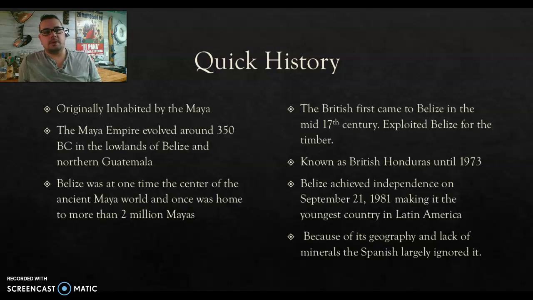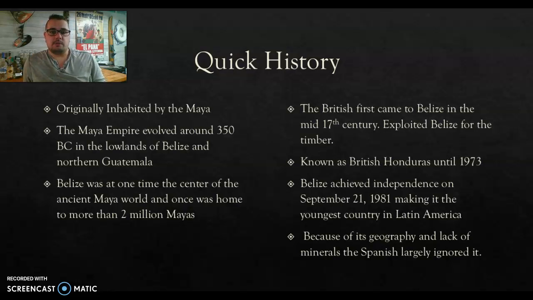Quick history about Belize. It was originally inhabited by the Maya. At one point in time, there were about 2 million Maya that occupied what is now Belize and northern Guatemala. The Maya Empire in that area really started evolving around 2,500 years ago. Fast forward quite a few years.